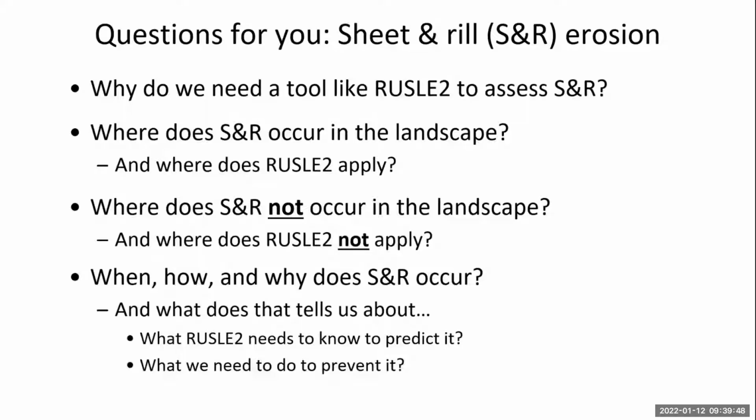So here are some questions that this lesson will hopefully arm you to answer. Why do we need a tool like RUSLE2 to assess sheet and rill erosion? Where does sheet and rill erosion occur in the landscape, and therefore where does RUSLE2 apply in the landscape? Where does sheet and rill erosion not occur in the landscape? You'll see that is a key question. There are some parts of a field where RUSLE2 isn't relevant, and some parts where it is. When, how, and why does sheet and rill erosion occur? What does that tell us about what RUSLE2 needs to know? And as conservationists, what do we need to know to help prevent it?